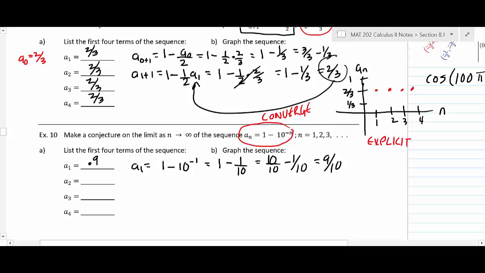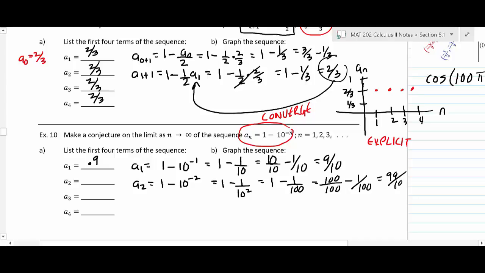Now remember, this is an explicit formula, so you just keep number crunching until you see a pattern. You go to A2, you're doing 1 minus 10 to the negative 2, like that. Same idea, that's going to be 1 minus 1 over 10 to the second. So that's 1 minus 1 over 100. Whatever you can do in your head's fine. That's 100 over 100 minus 1 over 100. So that's 99 over 100, okay? And if you take 99 divided by 100, you get 0.99.